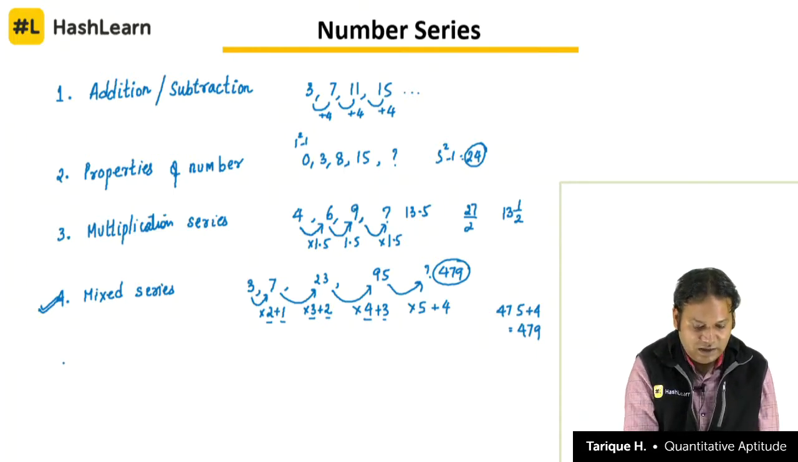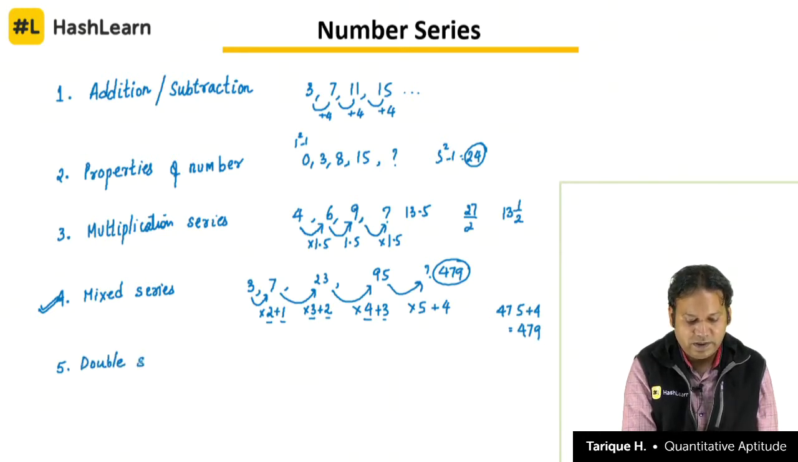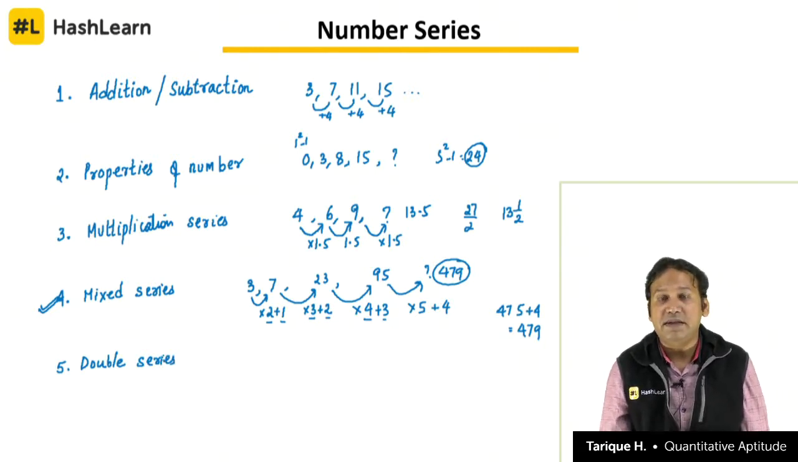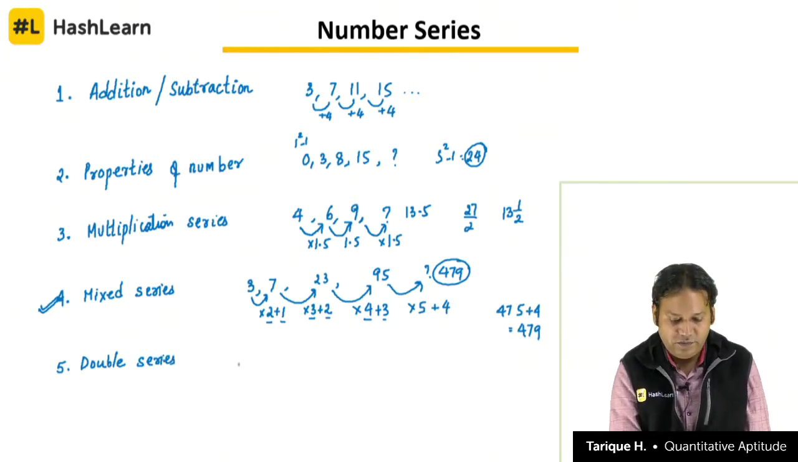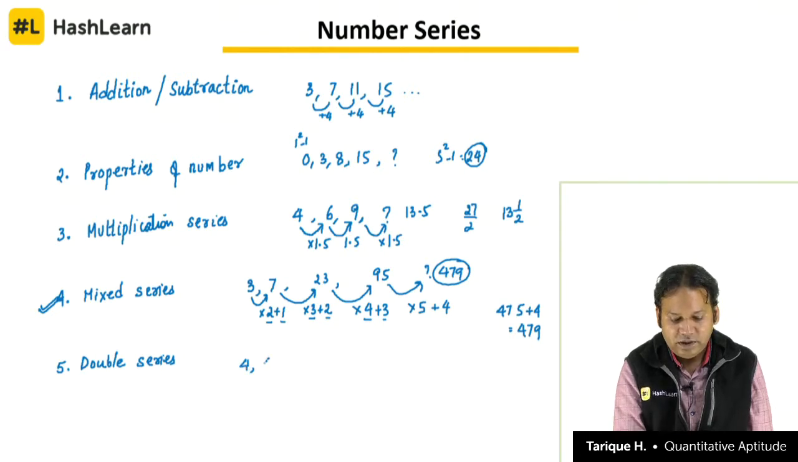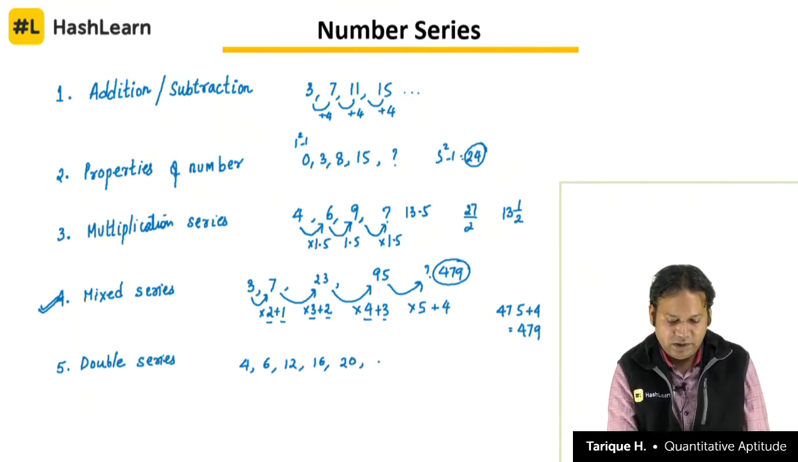And then we can say another type of series can be a double series, or a multiple series question, in which two parallel series can go on together. Let us say for example 4, 6, 12, 16, 20, right, and then let us take another number here, 26. So what will be the next number?